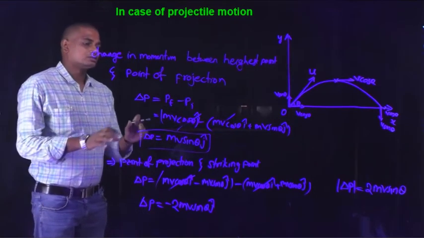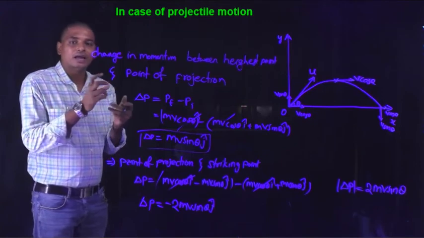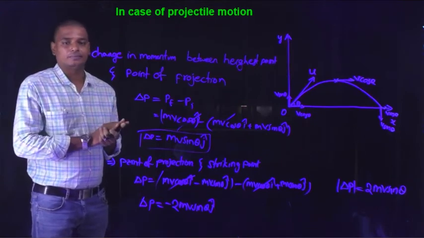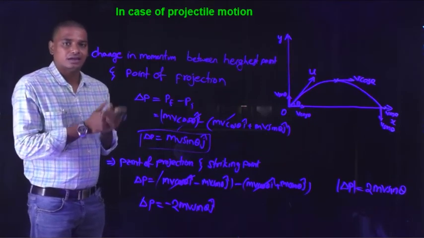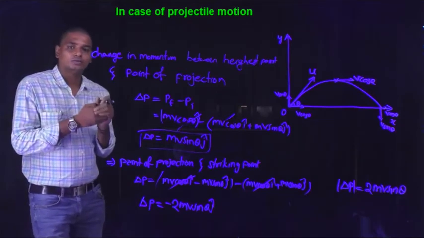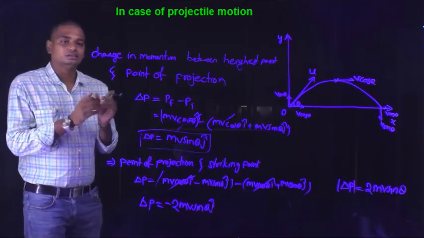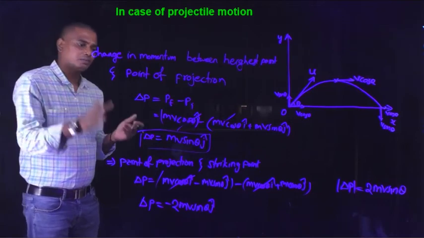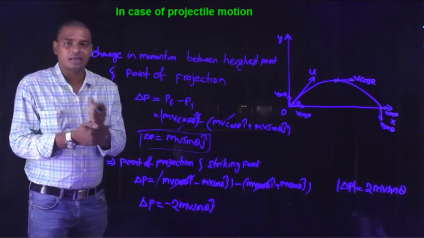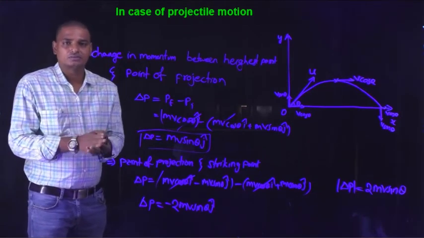So this is how we calculate the change in momentum in different cases. I think you can solve some of the problems: how do we calculate the change in momentum in case of projectile motion, or in case of the examples that I have given in the previous one.